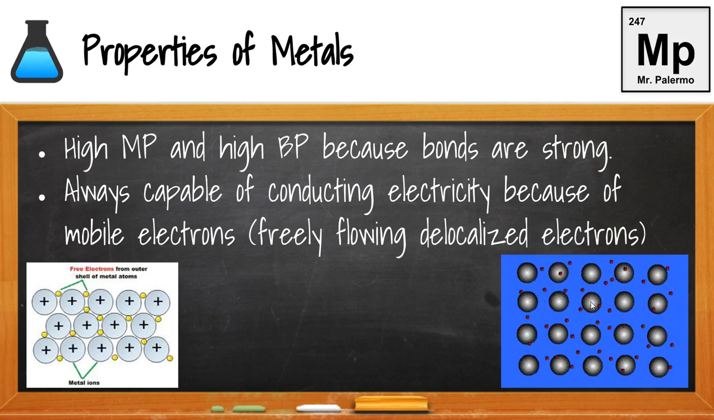Because they have very low electronegativities, the electrons are not being held so tightly to the atom, and they kind of are delocalized, and they move around in between the atoms. And because we have moving charges, we can conduct electricity.